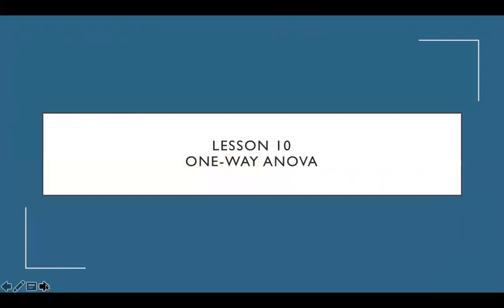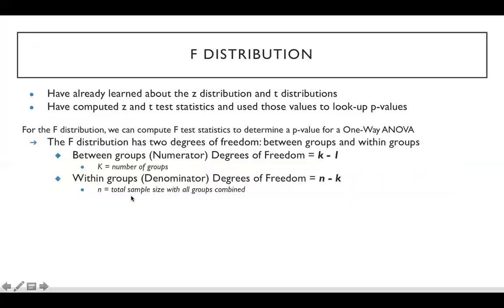Okay, so moving into lesson 10, this is coming into more recent material. So the F distribution, you guys have already learned about the Z and the T distribution. And for the F distribution, we can compute F test statistics in order to determine a p-value for a one-way ANOVA. So for the F distribution, it has 2 degrees of freedom, so between groups and within groups.